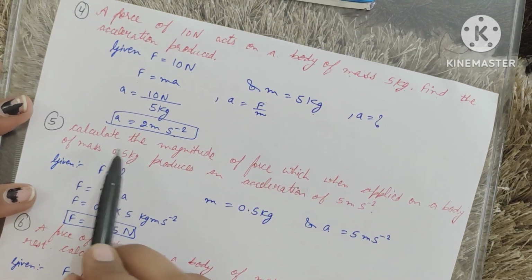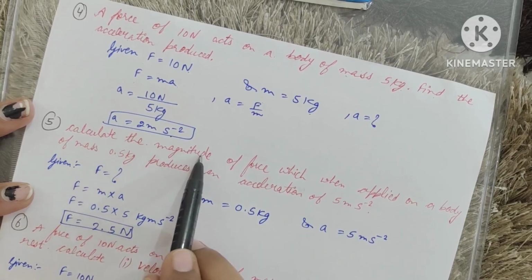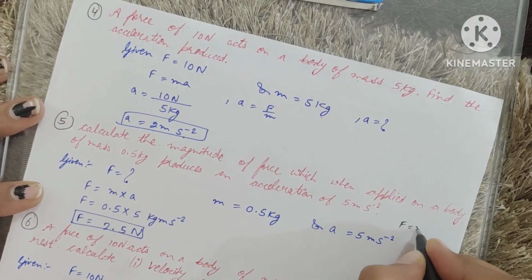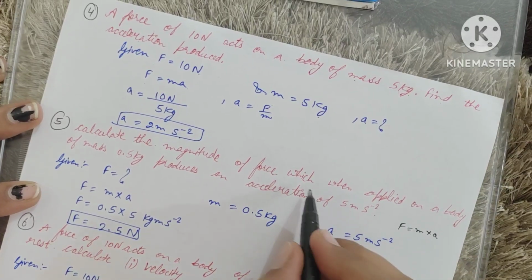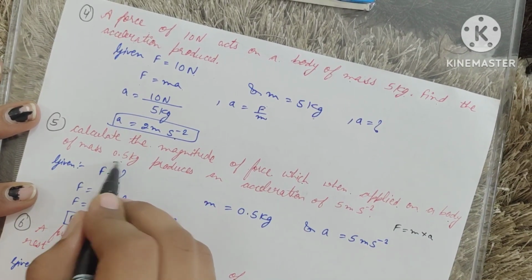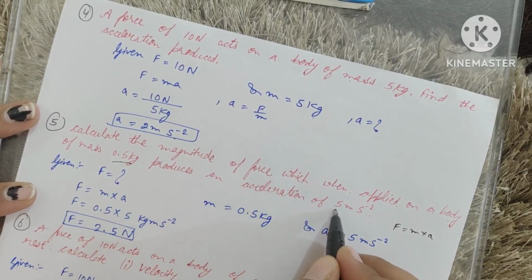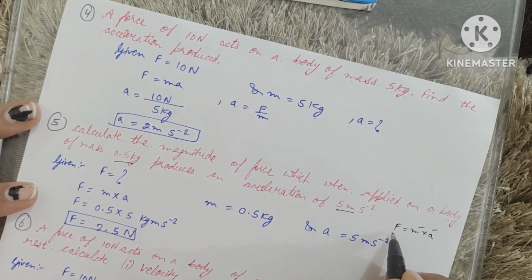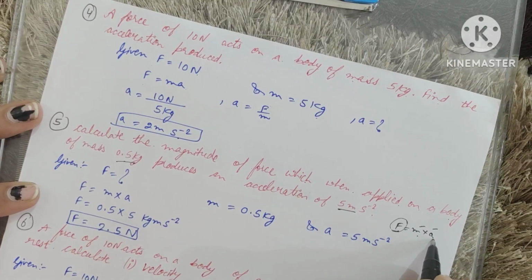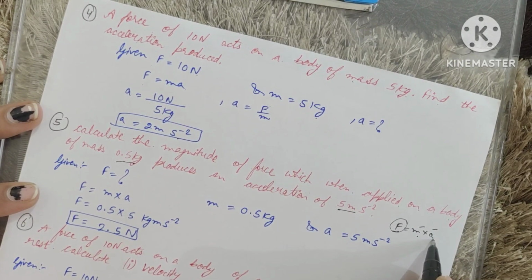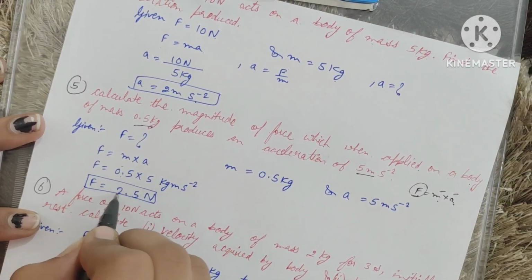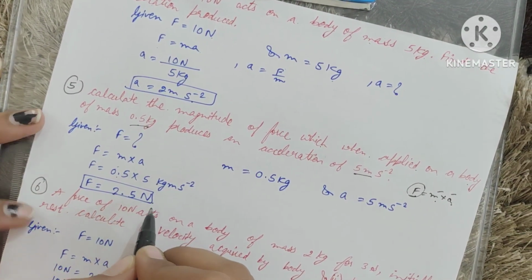The fifth statement is calculate the magnitude of the force. Means F you have to find out from this formula, which when applied on a body of mass is given, produces the acceleration of this. Mass and acceleration both are given. To find out the value of F, we have to multiply both the values but must check the units. Okay, so just multiply the values to get your answer.